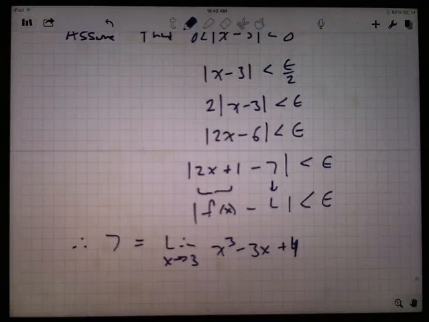But once you get into more abstract mathematics, then you'll come back to looking at these epsilon delta proofs and using them in other situations as well. Okay. But for now, I just want to expose you to them.